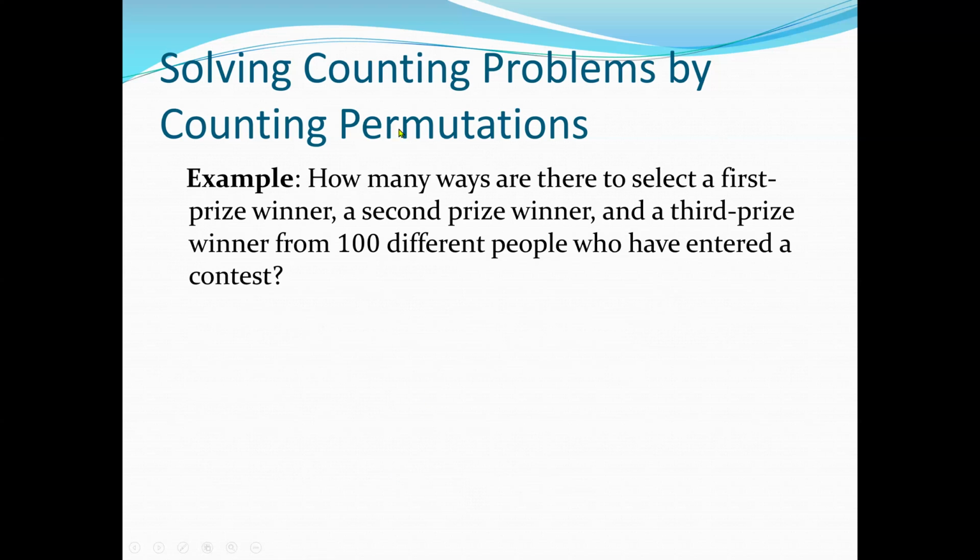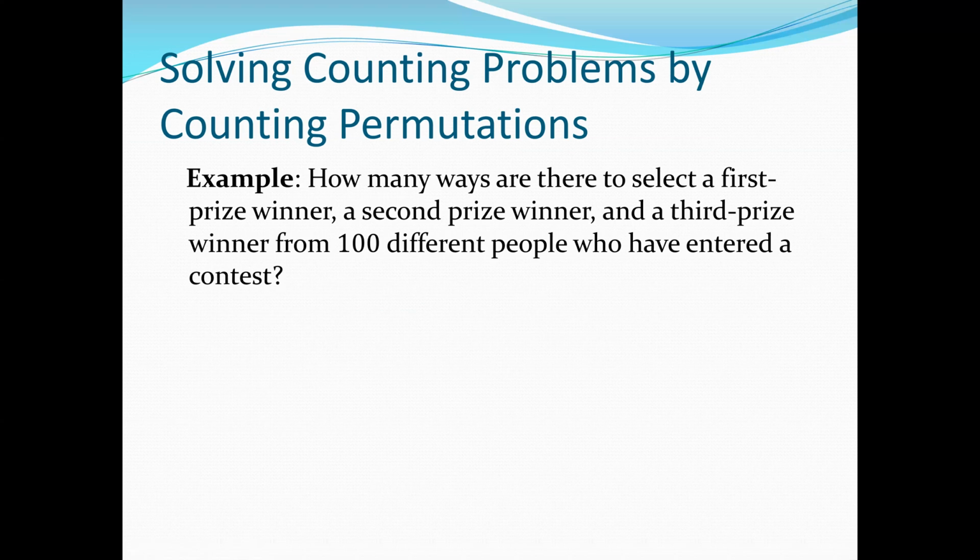So here we say solving counting problems by counting the permutations. The example we have here says, how many ways are there to select the first prize winner, second prize winner, and also the third prize winner from 100 different people who have entered the contest. So here we have 100 people and we want to know how many ways there are to select the first, second, and third prize winners.